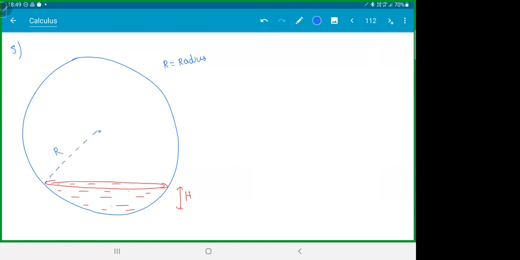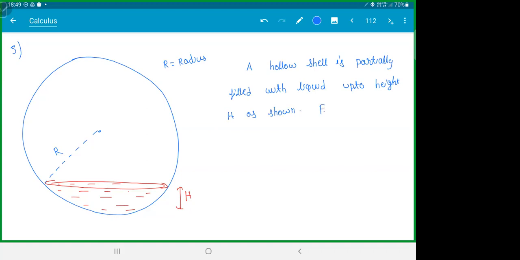This is the radius R. That is height h from the bottom. Find the volume of the water. A hollow shell is partially filled with liquid up to height h as shown. It is not fully filled. Fully filled, you know the answer. Find the volume of the liquid.